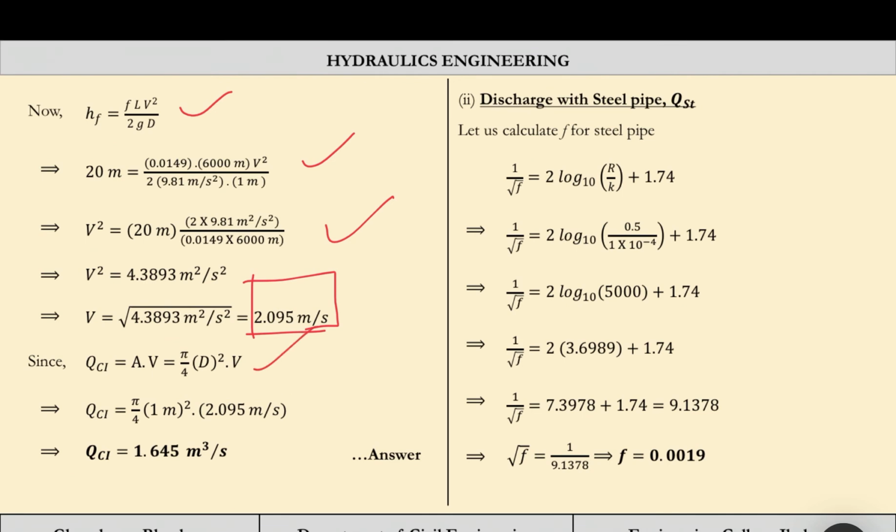Multiply this with the area, that is pi by 4. Diameter is given as 1 meter, so pi by 4 is 1 meter square, multiplied by 2.095. So discharge through cast iron pipe is coming out to be 1.645 meter cube per second. So this was the first part which we had been asked.